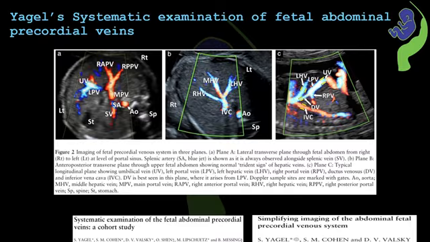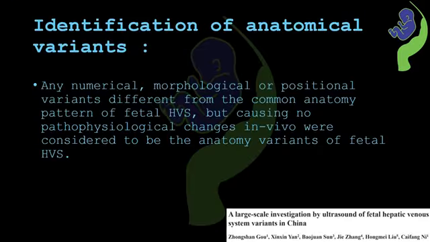From this slide, we are moving on to anatomical variants of the umbilico-portal venous system in the fetus. What do we mean by anatomical variants? Any difference in the number, shape or position of this venous system that deviates from the usual normal anatomical pattern, but does not cause any physiological disturbance, is classified as an anatomic variant.